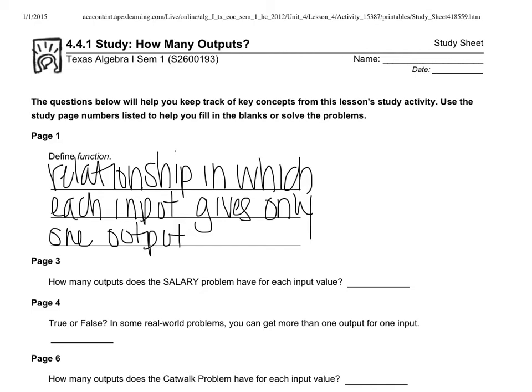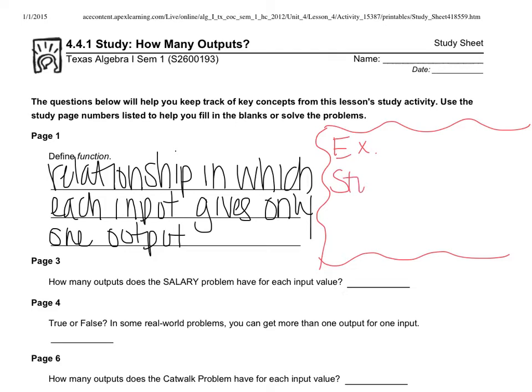Let me give you an example of that because I think it will help when you actually understand an example. So an example would be your student ID number. If I were to go to the computer system and type in your student ID number, you are the only person that's going to come up because you're the only person with that student ID number. So this would be a function.